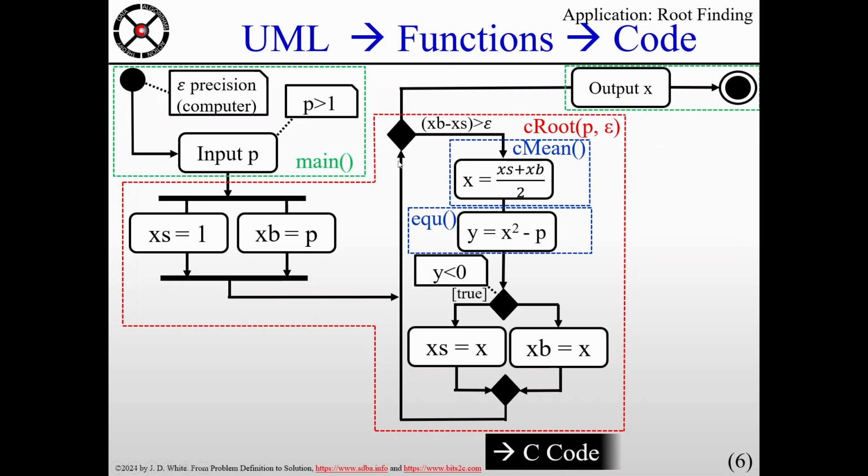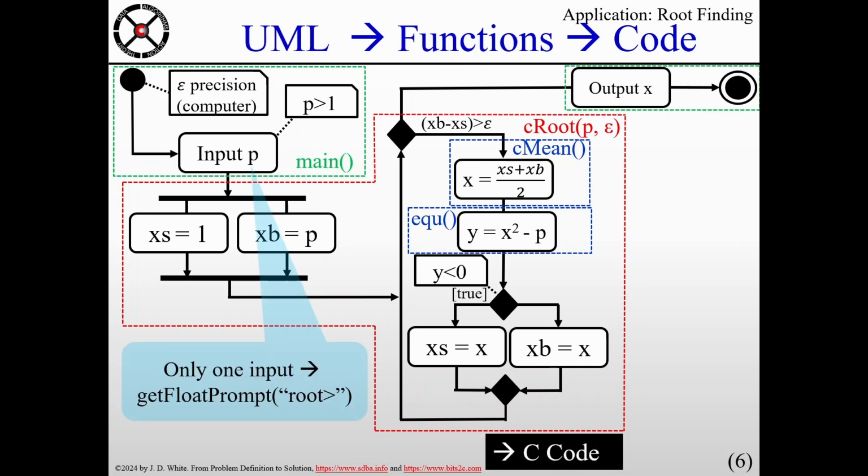The next step is going to be to move to C code. And note, now I only need one input. I'm going to use get float prompt. Just input what you want the square root of. I want the root of, and then the number you want the square root of. We'll just put till the input only p, and we have epsilon.